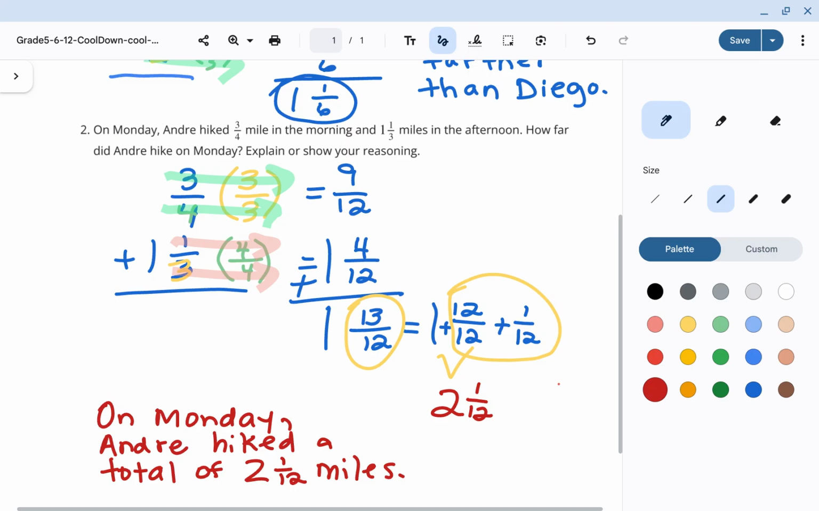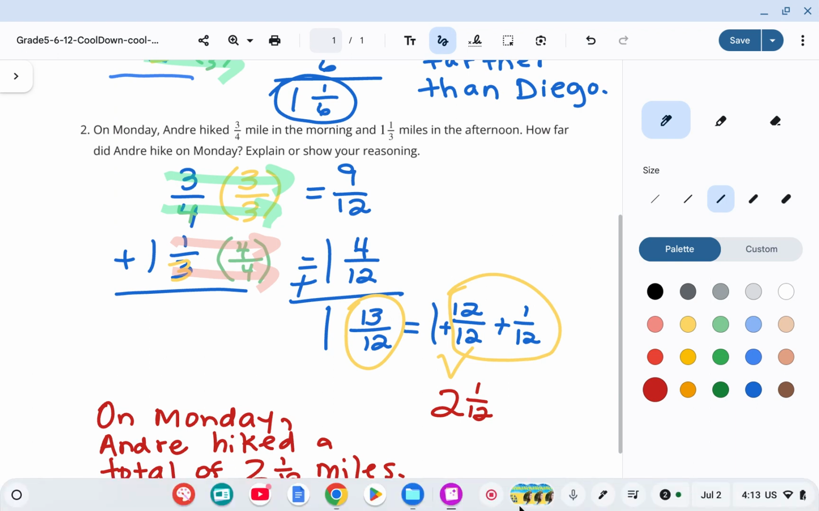All right, I have shown my work up above and I've kept it nice and neat. So I know that between my answer sentence and my work shown, I have shown that reasoning and given a little explanation that relates back to the context of the problem. This completes our Lesson 12 Cool Down.